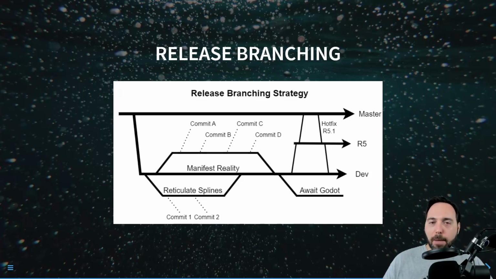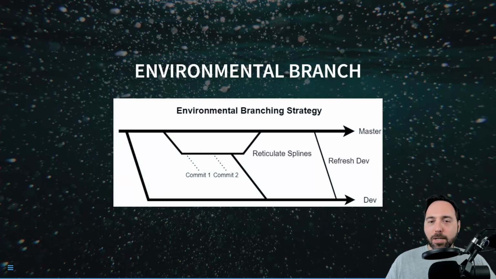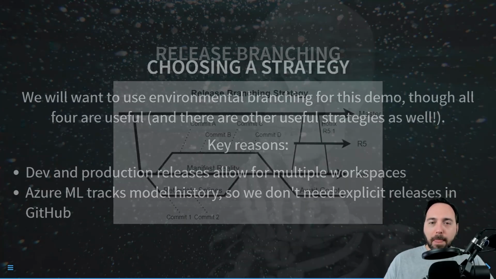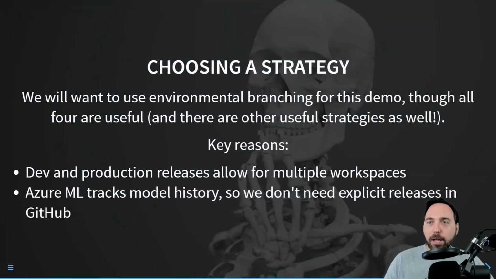If you are building a product that then gets installed on machines, it makes perfect sense. If you're running a software as a service solution or you're deploying out models for internal company use, it's probably overkill. I would probably stick with something like environmental branching. So that's my very short version of strategy.